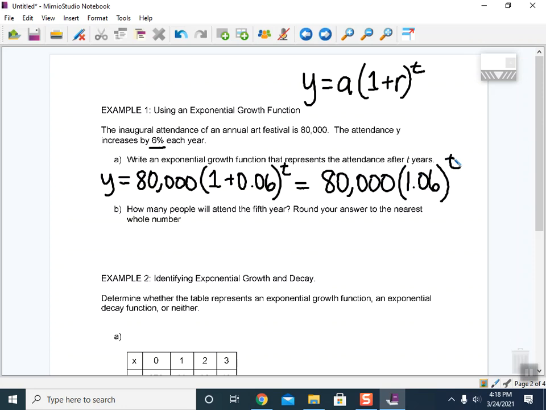And that's it. Part B then says how many people will attend in the 5th year, round to the nearest whole number. So all that this means, the 5th year, remember t is our time in years. What this means is evaluate this when t equals 5. So here's what we're going to do. y equals 80,000 times 1.06 raised to the 5th power.